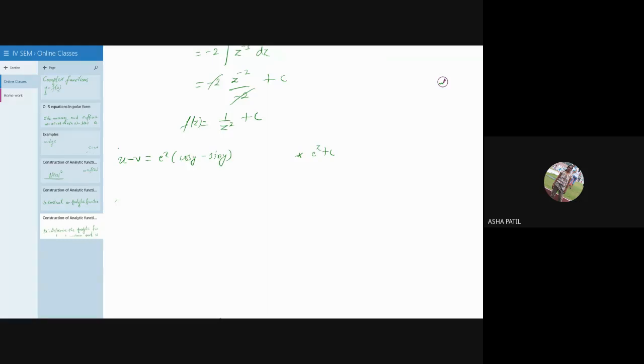Have one more. Let me write. u plus v is equal to x plus y plus e raised to x into cos y plus sin y. Answer is z plus e raised to z.